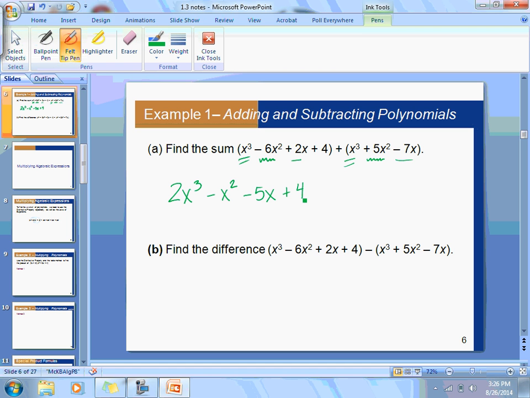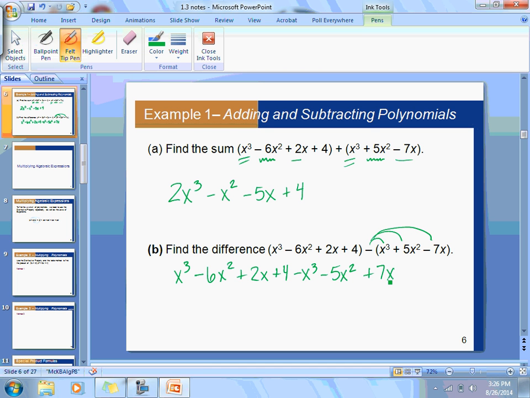That's all by himself, so he just gets added on at the end. There you go. For subtracting, we're finding the difference. Students tend to forget that they have to think of the subtraction as applying to every single term in a polynomial that comes after the subtraction. So if you want to rewrite it as adding and then changing all the signs, you can. So we'd have x to the 3rd minus 6x squared plus 2x plus 4. Then, if we distribute that negative 1 to everything, we'd have minus x to the 3rd minus 5x squared plus 7x.